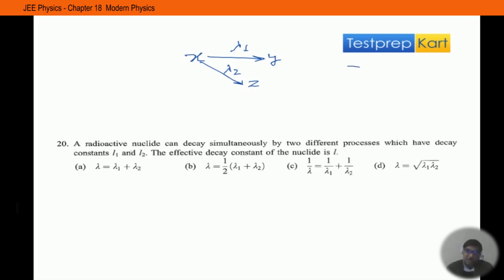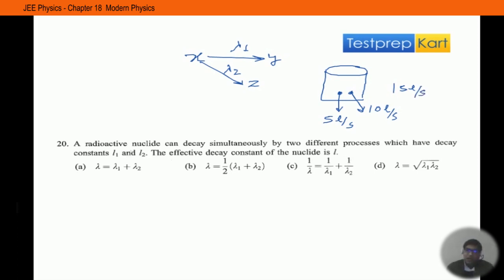So we can correlate this problem by a simple analogy. Suppose there is a water tank and there are two different holes. From one hole, water is coming out at 5 liter per second. And for the second, let's take it is coming out at 10 liter per second. So what is the outflow of water for this tank? It will be the sum of these two. So net outflow rate is 15 liter per second.